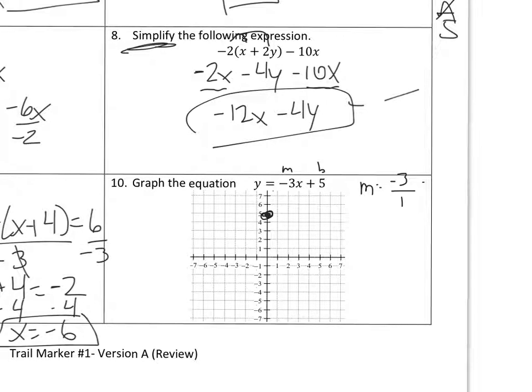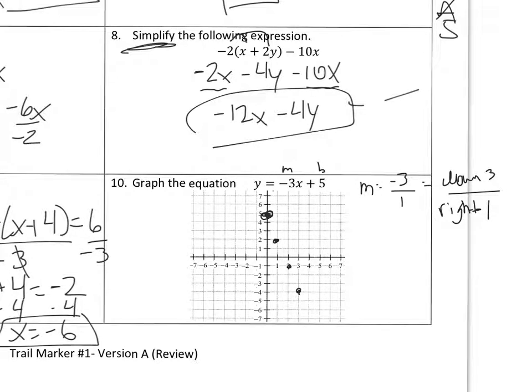Now if this is a negative 3 for the rise, that means I'm going down 3, and if the positive 1 is the run, that means I'm going to the right 1. Now I'm going to apply this slope multiple times to the y-intercept that I already plotted, and then connect those plot points to create a line. So I'm going to go down 1, 2, 3 to the right 1, down 1, 2, 3 to the right 1. If you want to plot another one, you absolutely can. 1, 2, 3 to the right 1.